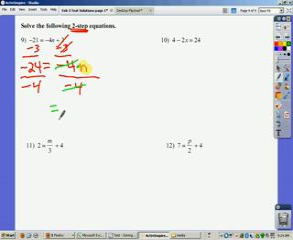What's left on the right hand side is just my plain old n. And what's left on the left hand side is negative 24 divided by negative 4, which is positive 6. Remember, when you do multiplication or division and the two numbers have the same signs, the answer is always going to be positive.